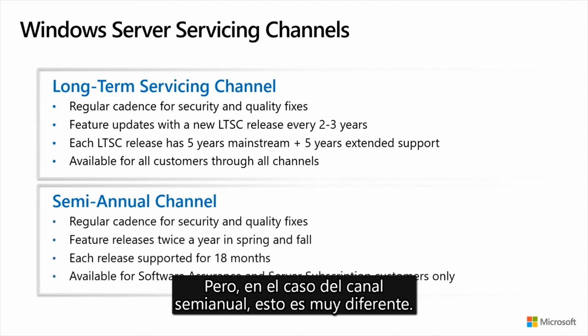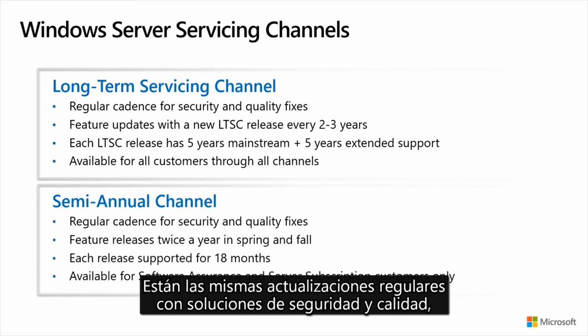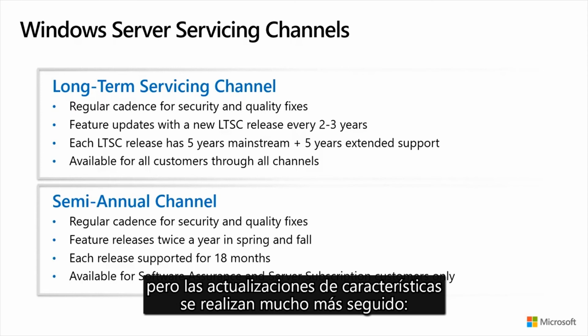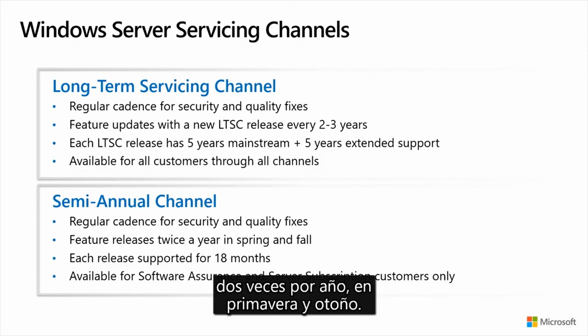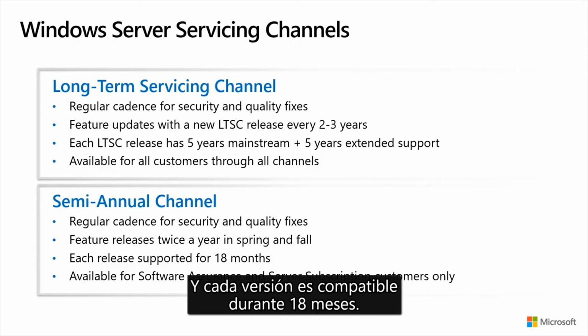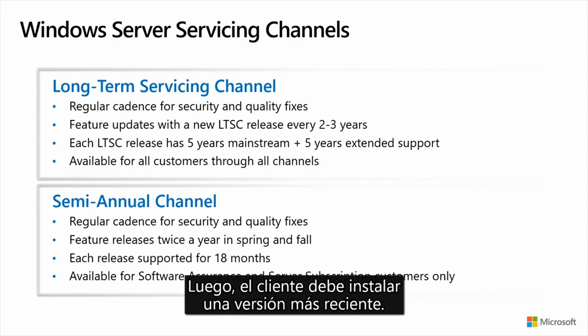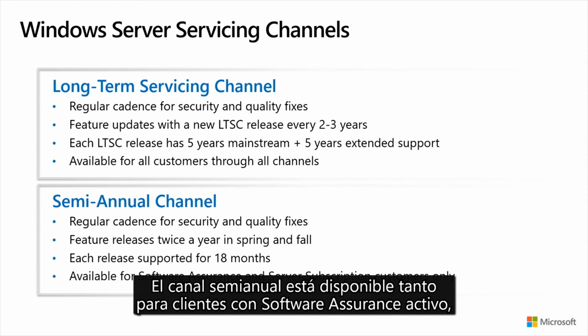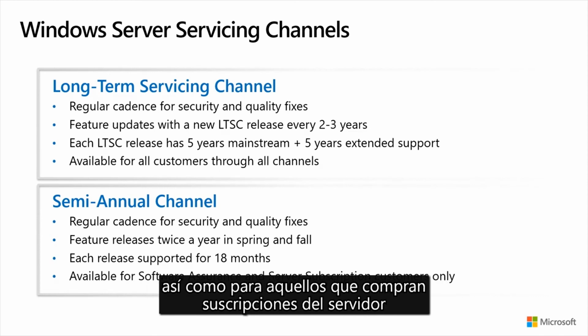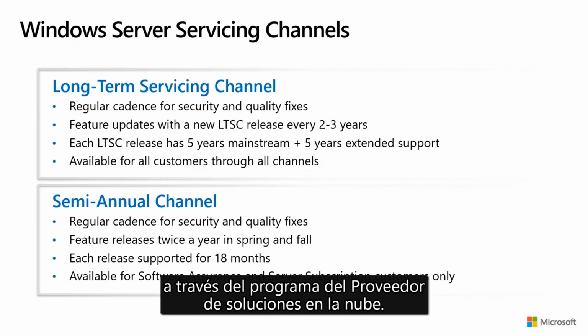Now, this is very different to the semi-annual channel. There are the same regular updates for security and quality fixes, but the feature updates are made much more regularly, twice a year, in the spring and fall, and each release is supported for 18 months. After that, the customer must install a more recent release. The semi-annual channel is available to customers with active software assurance, as well as those who buy server subscriptions through the Cloud Solution Provider program.